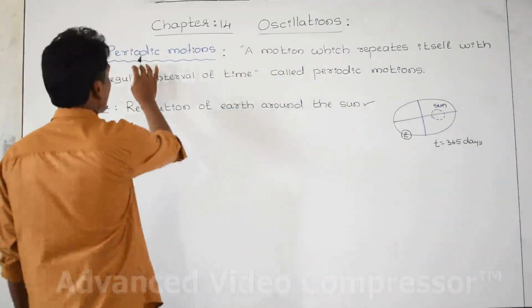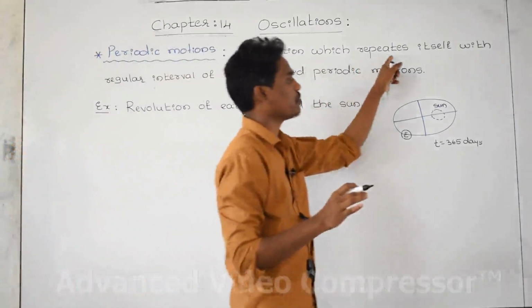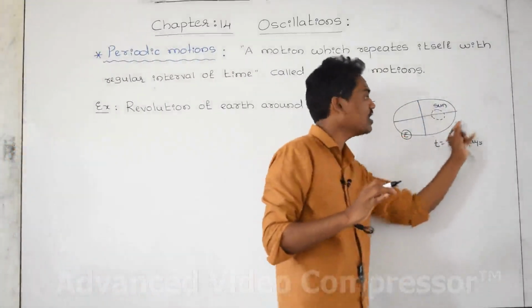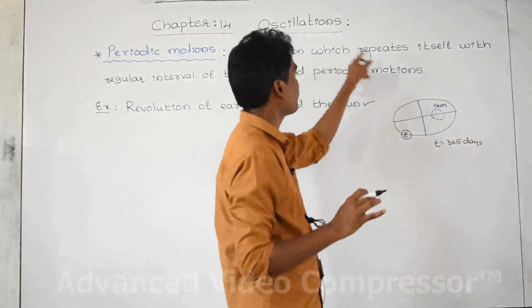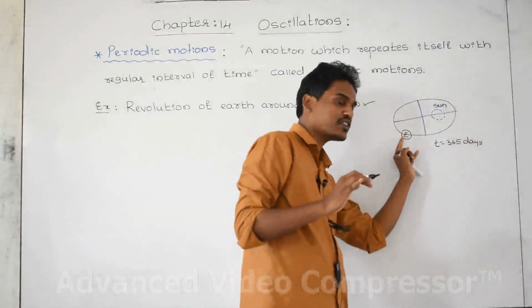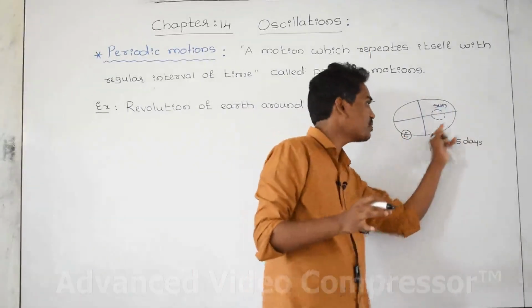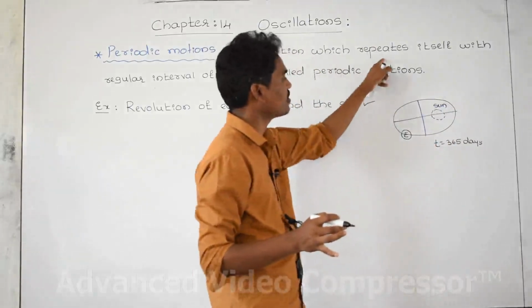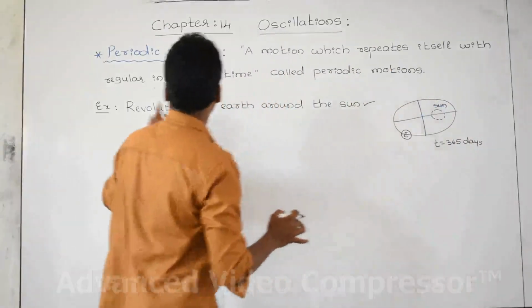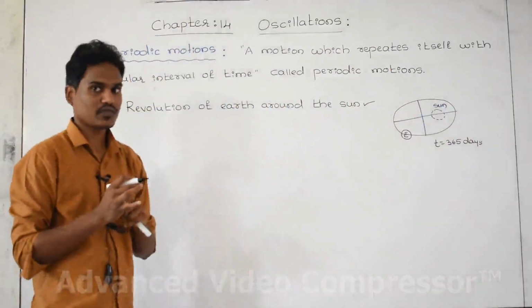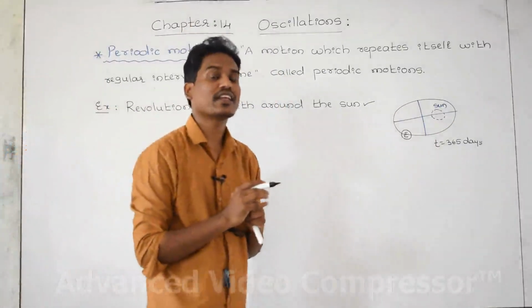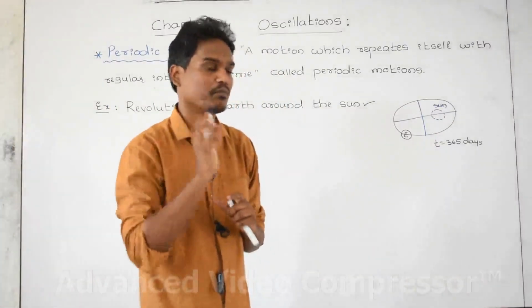Therefore, periodic motion means a motion which repeats. After one completion of the cycle, the second cycle starts itself. The object repeats its motion continuously with a regular interval of time. Regular means the time taken by the body for each and every cycle should be the same.